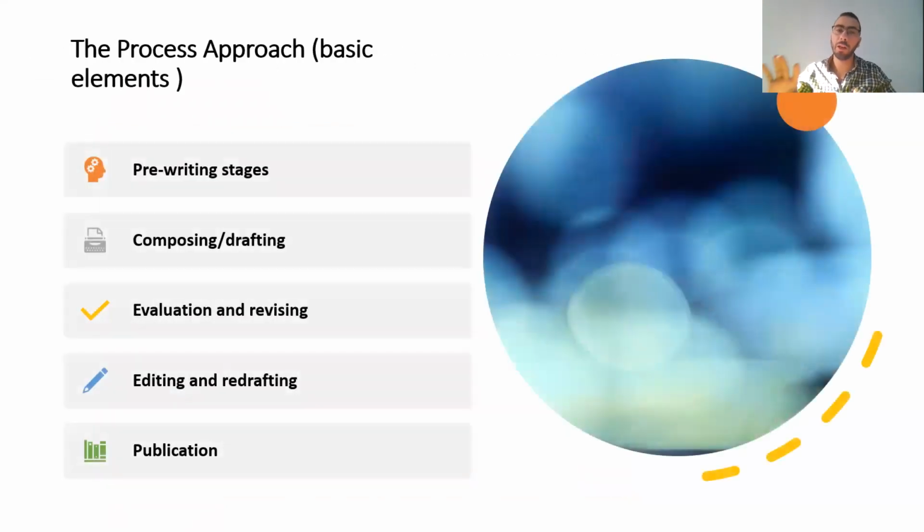Now, if we look at the stages of the process writing, the basic elements, first we have pre-writing stages, we have composing or drafting, we have evaluation and revising, editing and redrafting, and finally publication. And we'll see what each stage means in a moment.